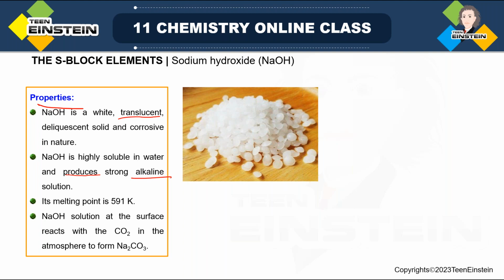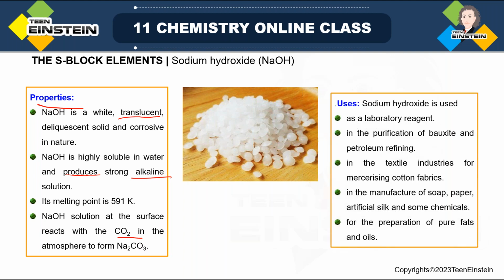Melting point 591 Kelvin, and NaOH solution at the surface reacts with carbon dioxide in the atmosphere. So if you keep it open, the carbon dioxide present in the atmosphere reacts with it and forms Na2CO3, which is another sodium compound. We call it sodium carbonate.